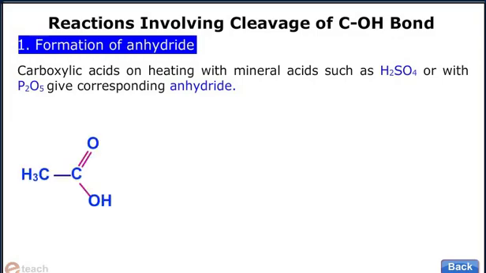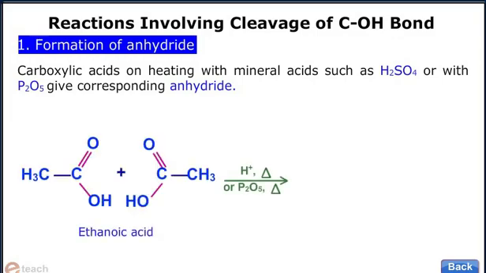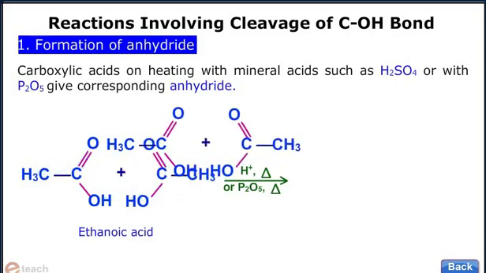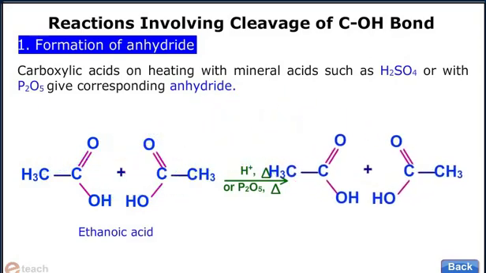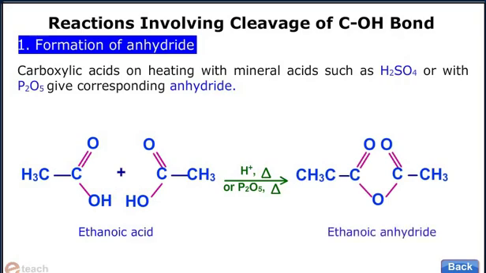For example, the reaction CH3-C(=O)-OH plus CH3-C(=O)-OH in presence of H⁺ then heat, or P2O5 then heat, gives CH3-C(=O)-O-C(=O)-CH3, which is known as ethanoic anhydride.